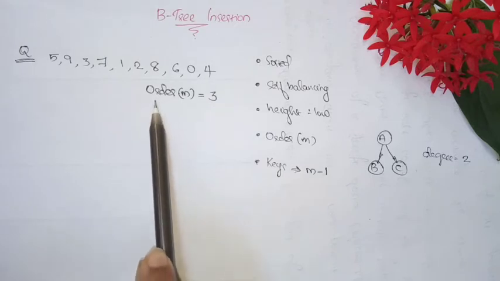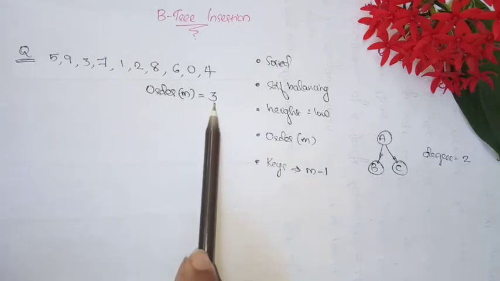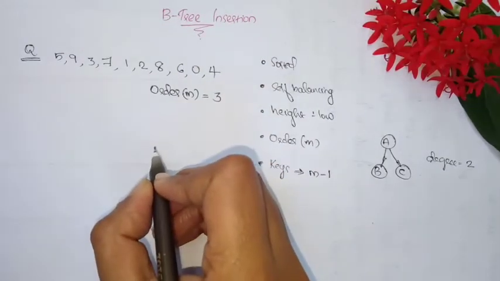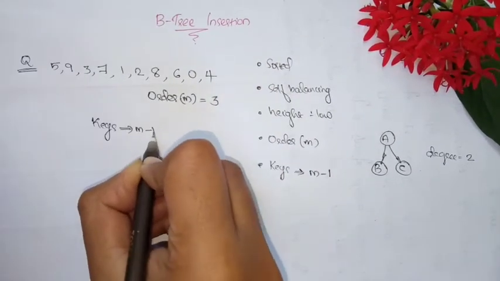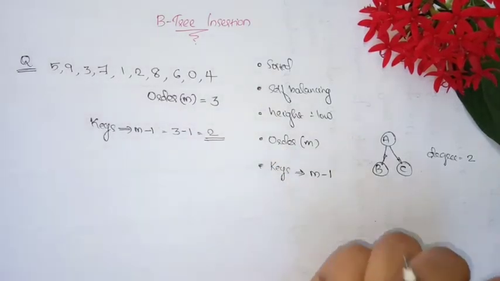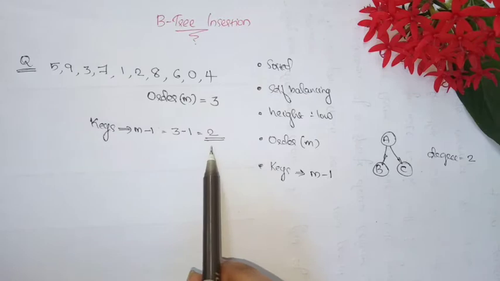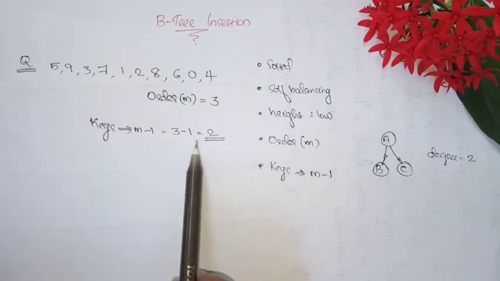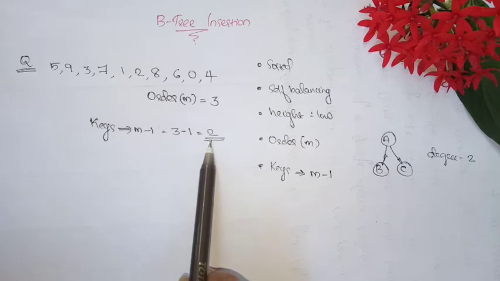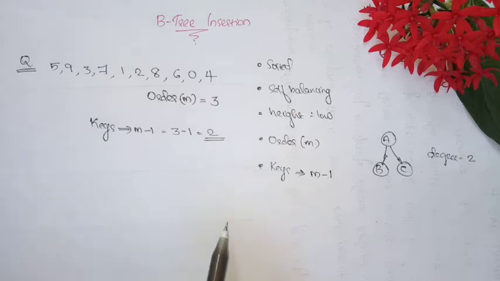First of all, since the order M is given, we know that the maximum number of keys a single node can store will be M minus 1. So here the key number will be M minus 1, that is 2. Here we get the idea that a single node can store a maximum of 2 values. If the number is less than 2, no problem at all, but a node can store at most 2 keys. So that's the condition here.